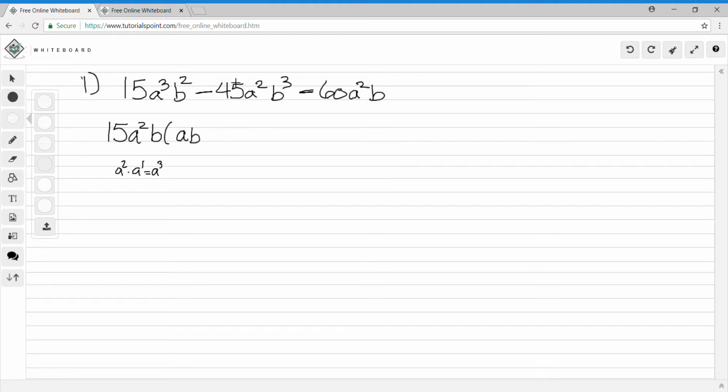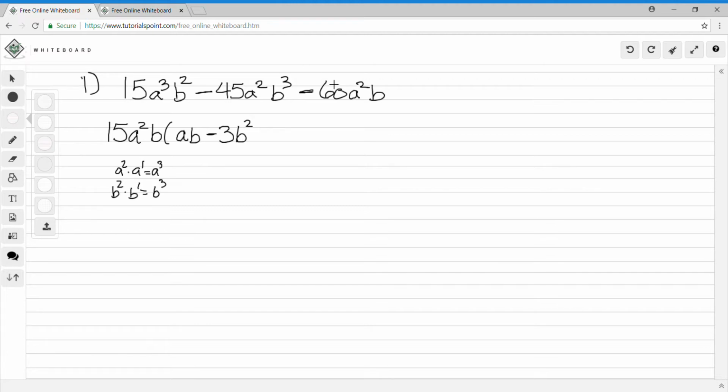Now we need a negative 45, so that's a minus, and it's going to be 3 because 15 times negative 3 is negative 45. Then we don't need any more a squared, so we just leave it alone. And then how many b's do we need? We need a b squared, because b squared times b to the 1 gives you b cubed. Good.